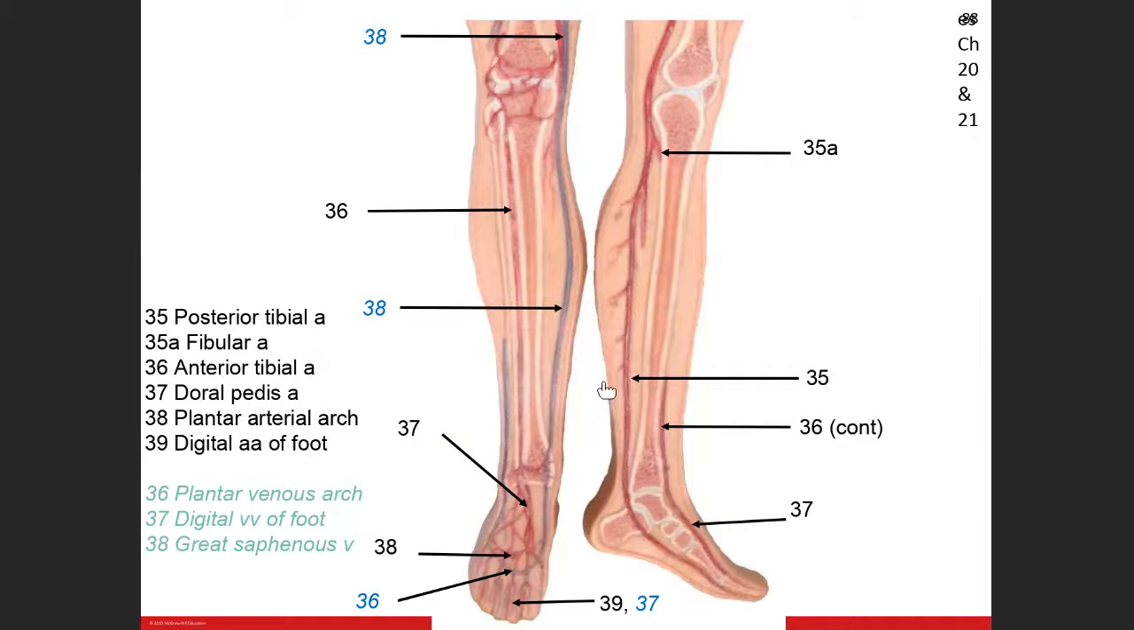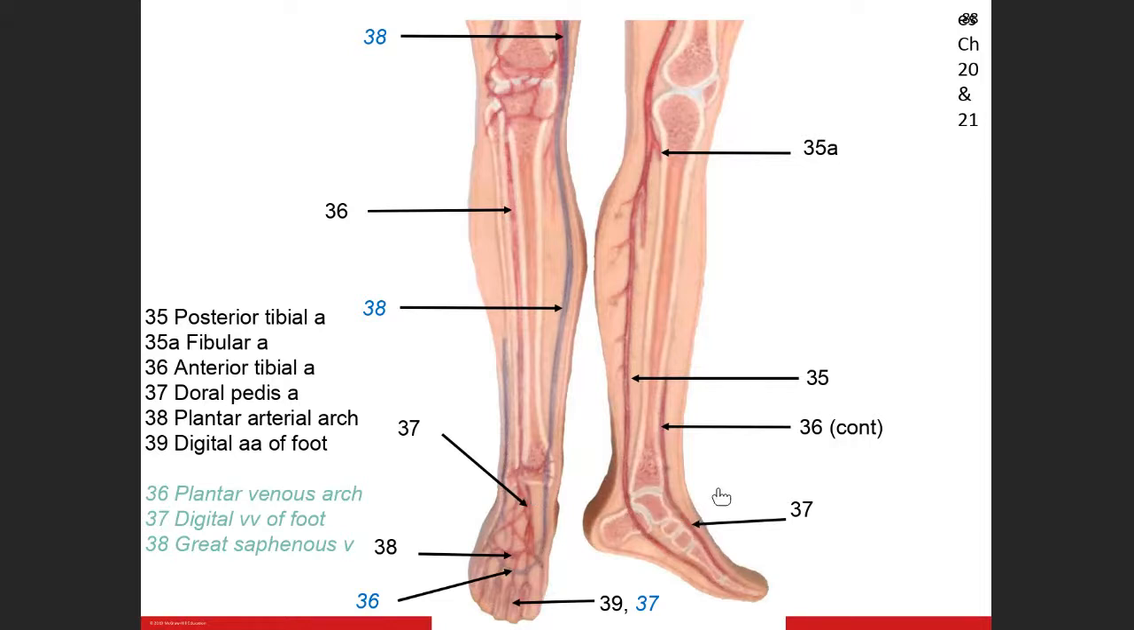You can see here is the continuation of the great saphenous vein. It's on the medial portion, on the inside of the thigh and the inside of the leg here. Then you can see here, number 36, here's the anterior tibial artery. It's running down the shin here on the front. As soon as we get past the ankle joint, then it's known as the dorsalis pedis artery. You can see it here on the right side, and then here on the left side.